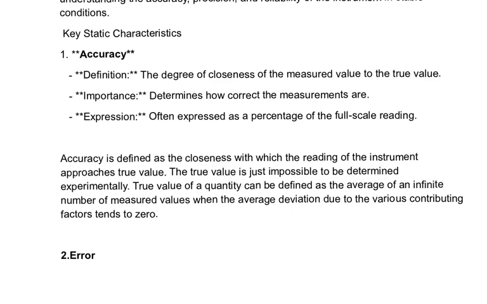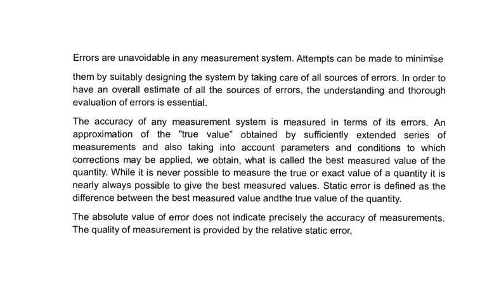So the next one is error. Errors are unavoidable in any measurement system. Attempts can be made to minimize them, but suitably designing the system by taking care of all sources of error plays an important role. We all know that usually error occurs in the measurement. It is unavoidable, so we need to understand how it can be avoided, and we need to minimize it by taking suitable care of designing the system. In order to have an overall estimate of all the sources of error, thorough evaluation of error is essential.